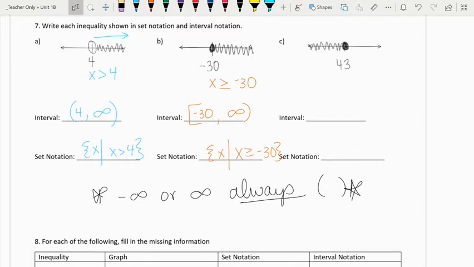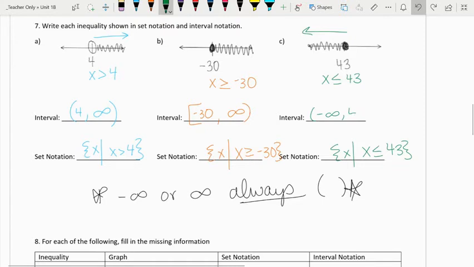On letter C, this one is going to be x is less than or equal to 43 because we're talking about everything below it. So that means our set notation is x such that x is less than or equal to 43. And then from there, our interval notation. Okay, we're starting from the left. So if we go all the way to the left, that's negative infinity. And then to our right would be 43. And that 43 is a closed circle, so it is a bracket.